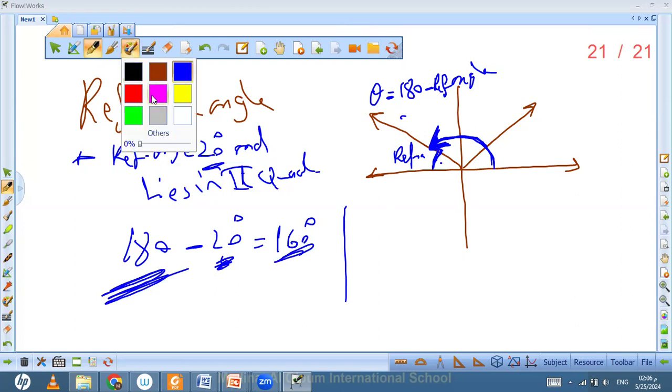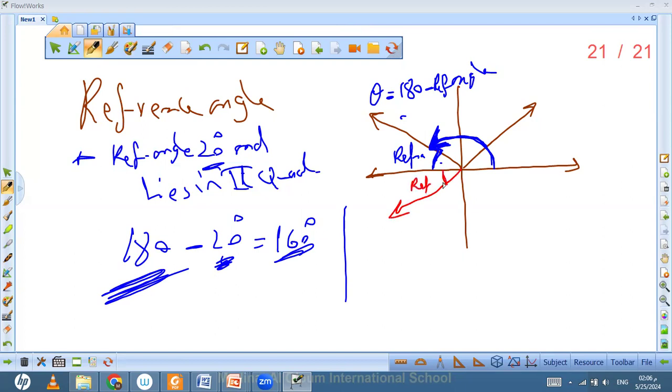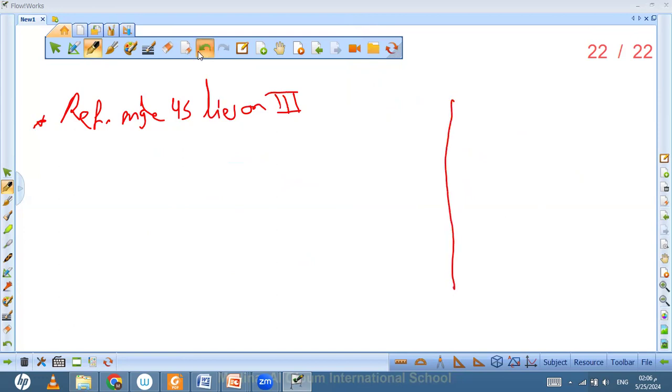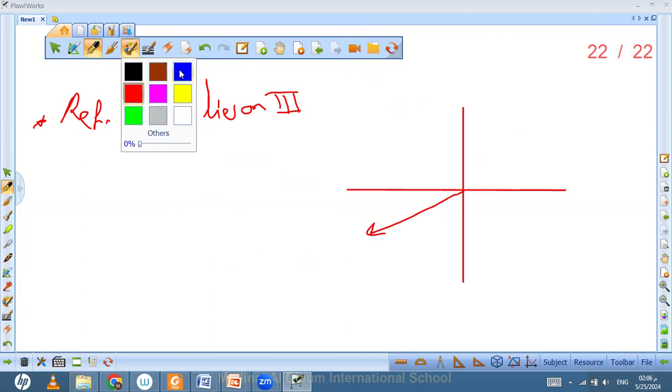If I give you an angle in the third quadrant, my reference angle lies here. Look, this is my reference angle. Okay. For example, if I give you reference angle 45 lying in the third quadrant, what is my angle in the standard position? Look, this is my reference angle in the third quadrant.